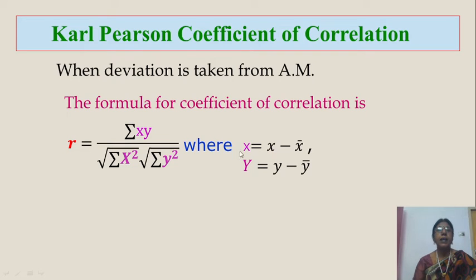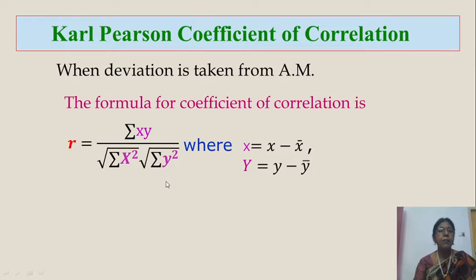What is the formula for gamma? First formula: gamma is equal to sigma XY by root of sigma X square into root of sigma Y square, where capital X is equal to x minus x bar. Here x bar is the mean, y bar is also the mean. So this one is also called the mean method. First you find the means, then write capital X, capital Y, then put into the formula.